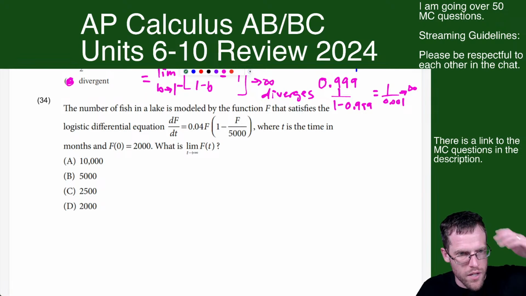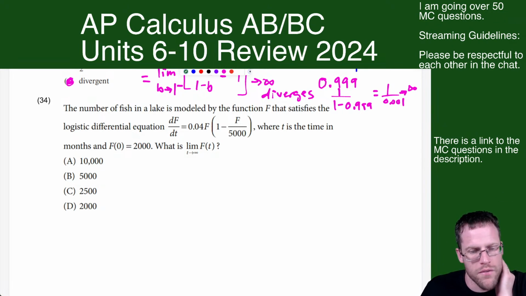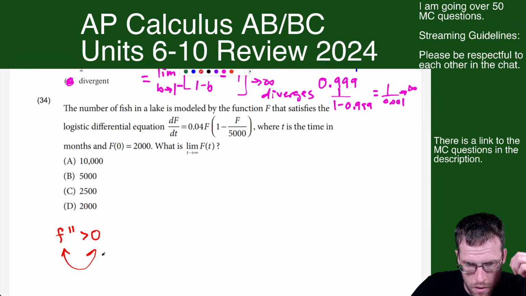Oh, can I go over second order derivatives really quick? Second order derivatives, let me just see. Are you talking about concavity and all that? Say a little more in the chat. Are we talking about concavity? Because, let's see, f prime greater than 0, concave up.